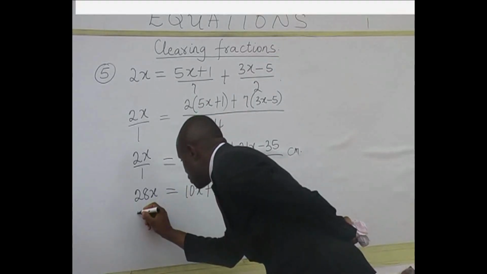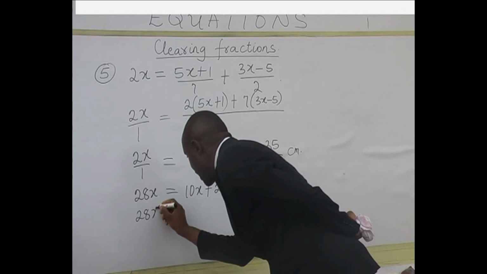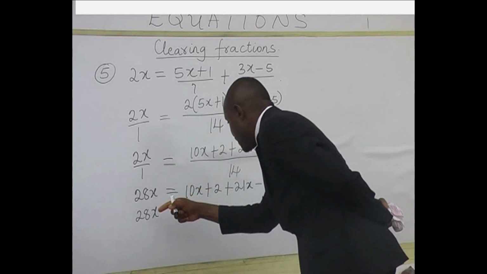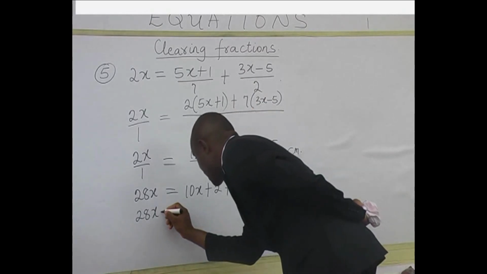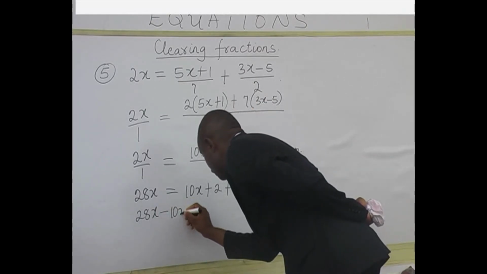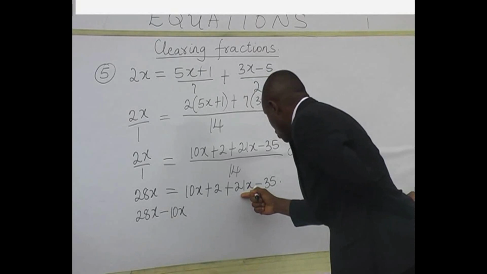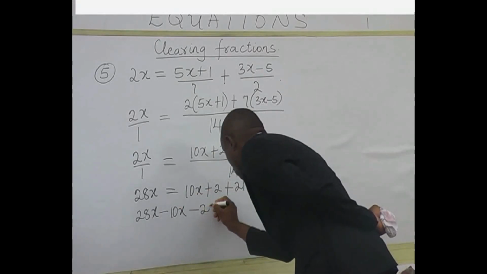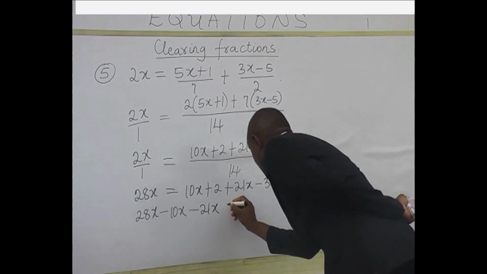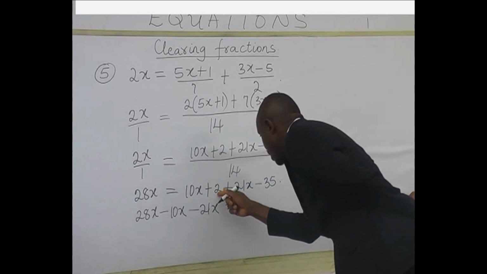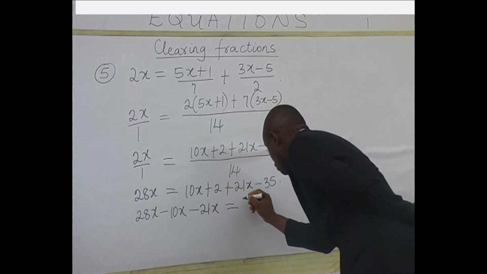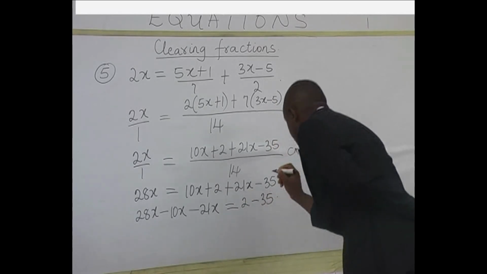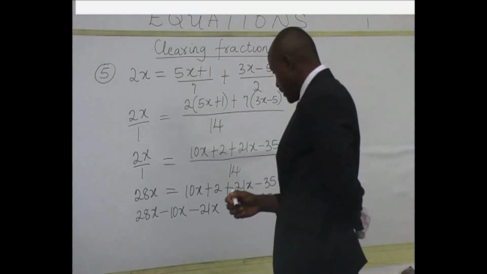We have 28x already in the left hand side of the equation. Take 10x to the left hand side, it will change to minus 10x. Take 21x also to the left hand side, it will change to minus 21x. It will now be equal to what you have left in the right hand side, which is now 2 and minus 35. Okay?